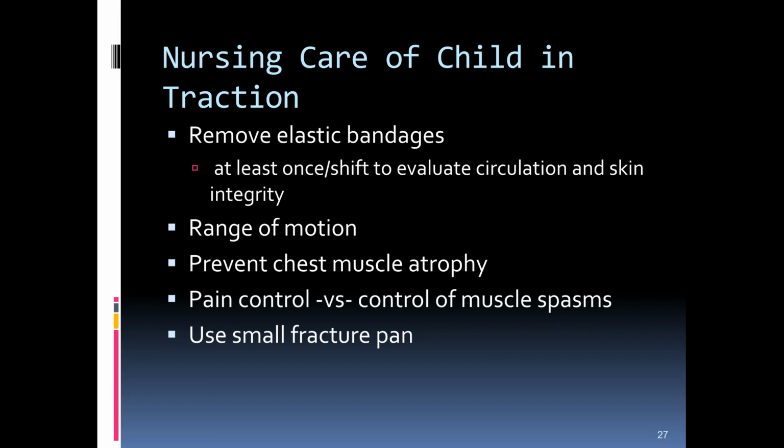Pain control versus muscle spasms. So you can give these children pain medicine, morphine, Percocet, whatever, and it may not help, but then you give them a Valium or a Flexeril and it makes it better because their muscles just need to relax. And then obviously you want to use a small fracture pan for them.